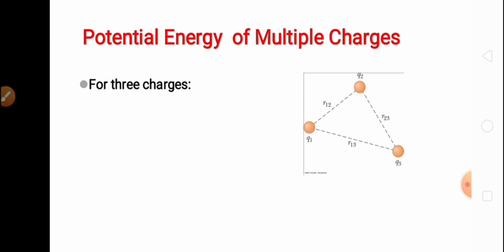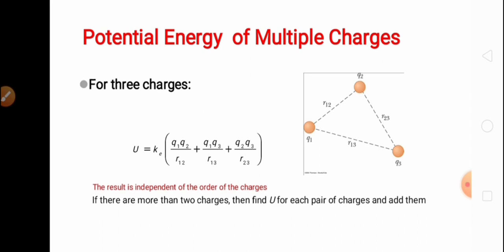Similarly, for the potential energy of a three-charge system, it is the potential energy kQ1Q2 by r12 plus kQ1Q3 by r13 plus kQ2Q3 by r23. Okay, so this is the potential energy of a three-charge system. Similarly, you can find the potential energy of a system where four charges are present. You will get 6 terms in that case.